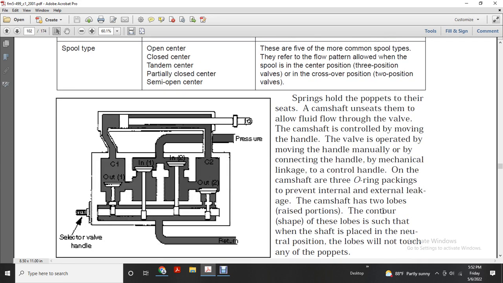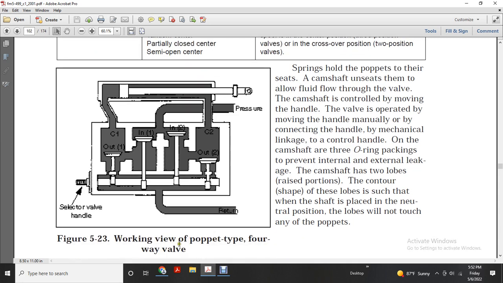The poppet type valve has a camshaft that controls the fluid flow. The valve is operated by moving the handle manually, connected through a mechanical link to the camshaft. O-rings are packaged to prevent internal and external leakage. The camshaft has two lobes. When the shaft is in the neutral position, the lobes will not touch any of the poppets. Working view of the poppet 4-way valve.